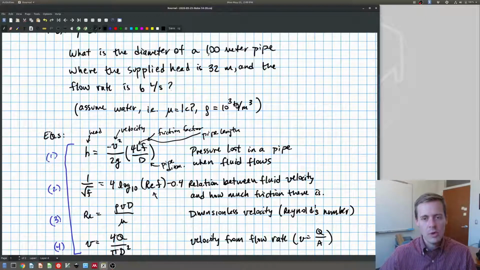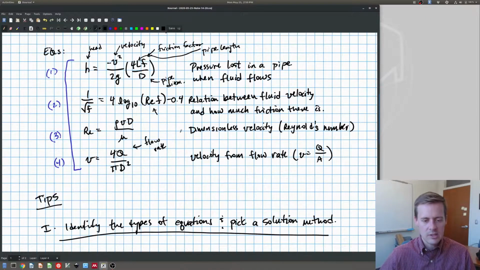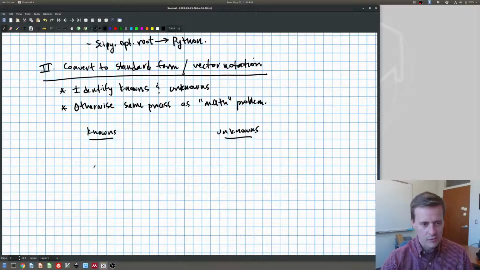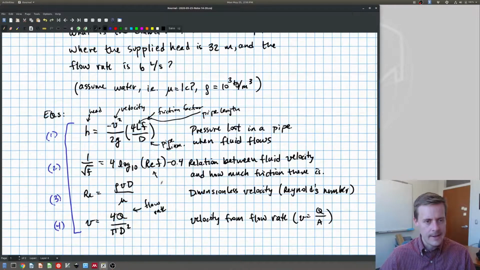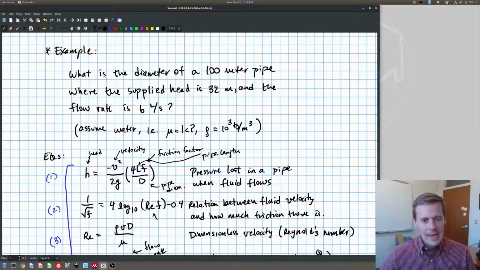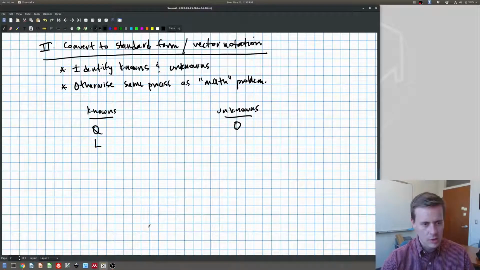We know the length of the pipe, so that's a known, and we know the supplied head h, that's a known, and we know the flow rate q. Maybe I didn't identify that one down there, but that's the flow rate. Maybe you picked up on that. So let's see some knowns that we had. Then we had the flow rate q, we had the length l, and an unknown was d. What else did I say? The head h. We also know the viscosity and the density.